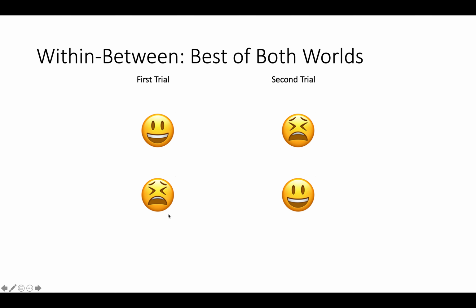These participants, they saw the sad face first, right? Half my participants saw the sad face first, rated how happy they were. Then they saw the happy face and rated how happy they were. Right? We can see carryover and practice effects, maybe consistency, that sort of thing. We can see all the problems of the within subject study.